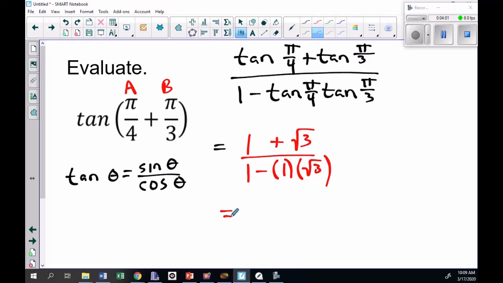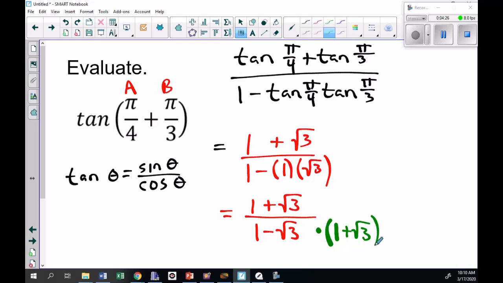Now we do need to simplify this as much as possible. So 1 times square root of 3 is square root of 3. Now, the problem here, though, is we have a radical in the denominator, so we need to rationalize. So I'm going to have to multiply by 1 plus square root of 3. And what I do to the denominator, I do to the numerator. So if you've forgotten, we're multiplying what's called the conjugate. So the biggest difference between the denominator and our conjugate is the subtraction becomes an addition.